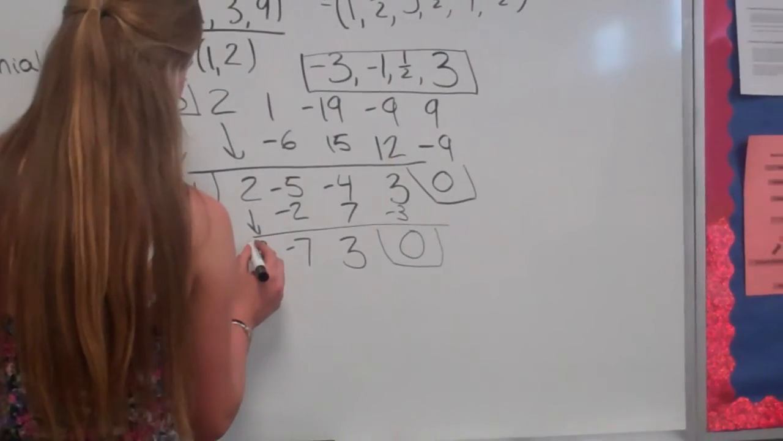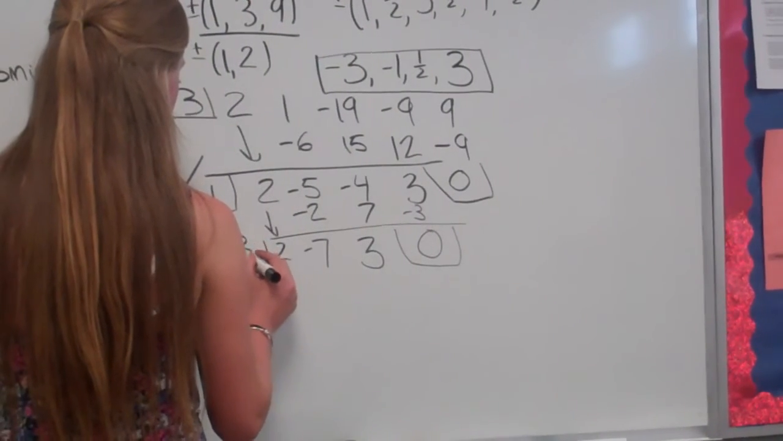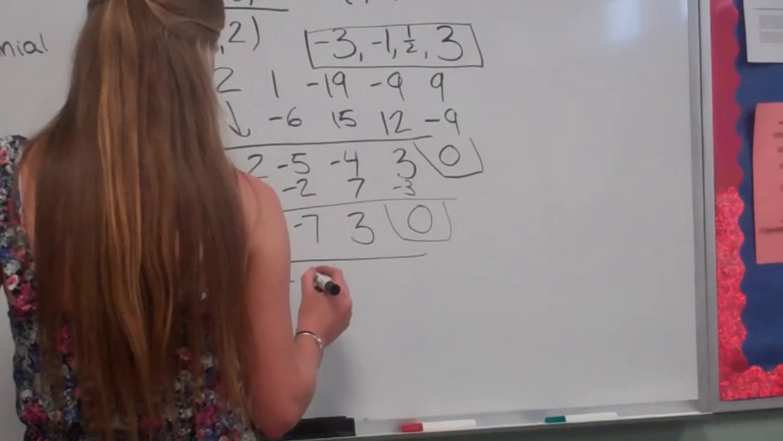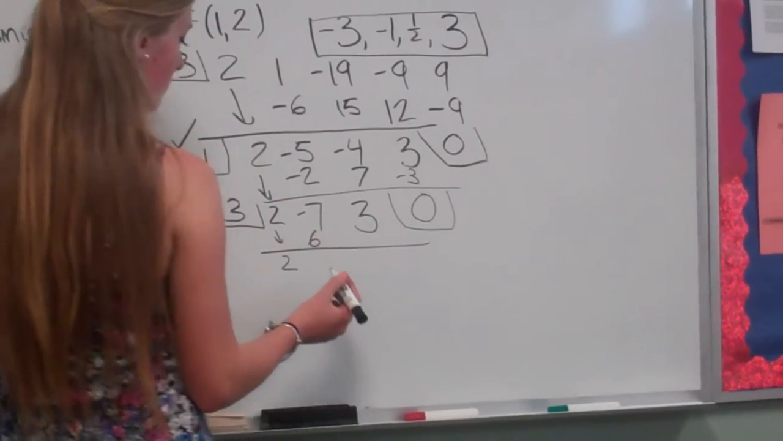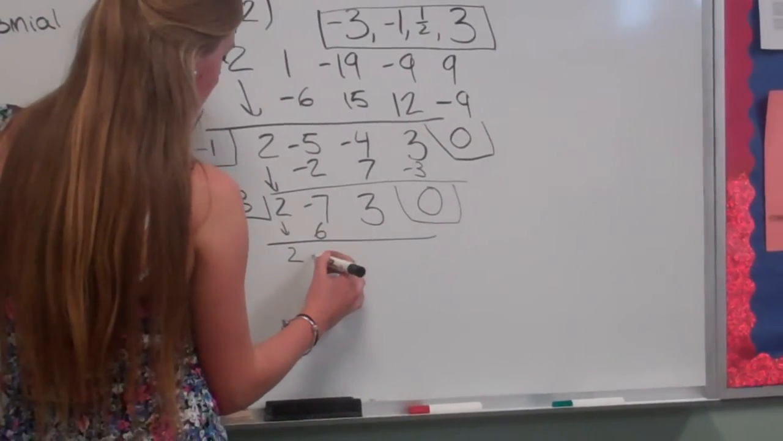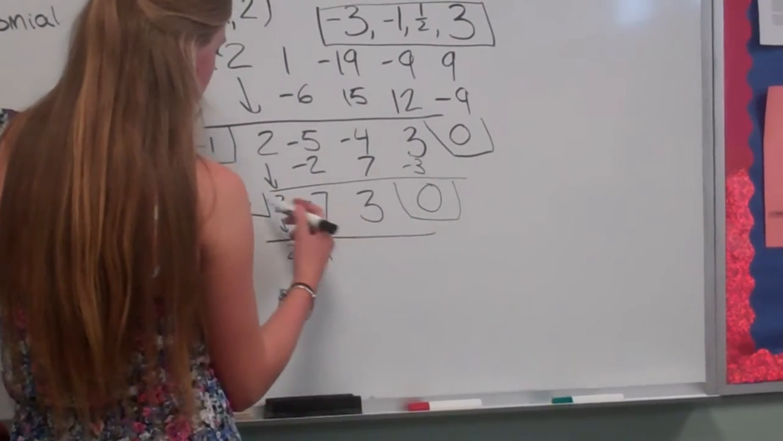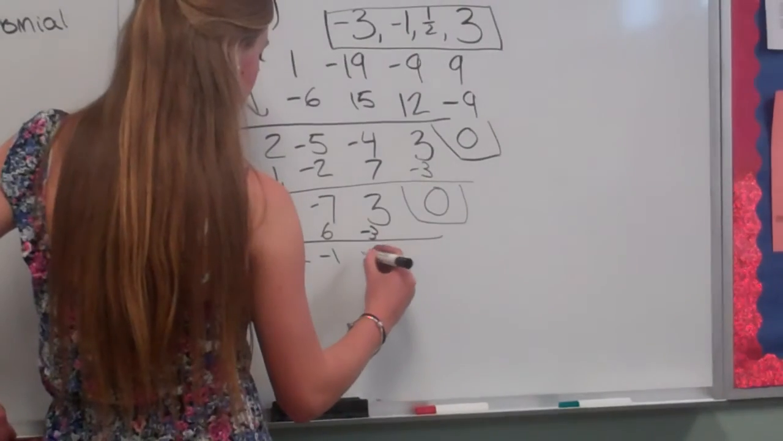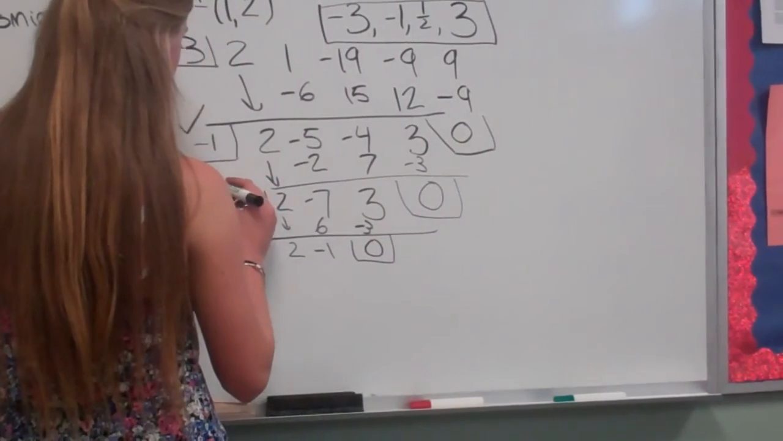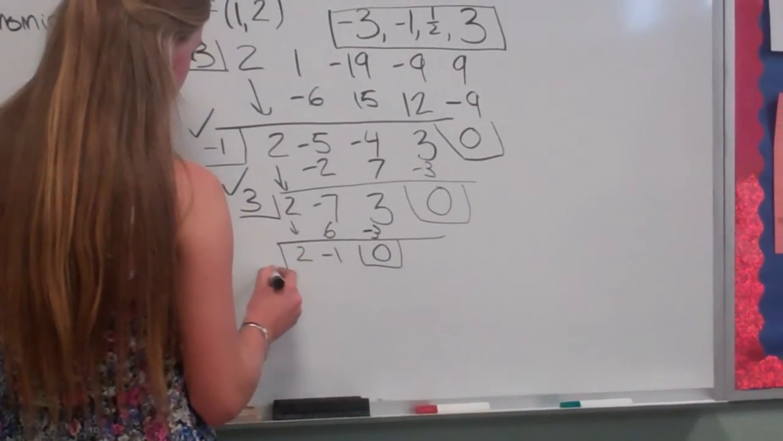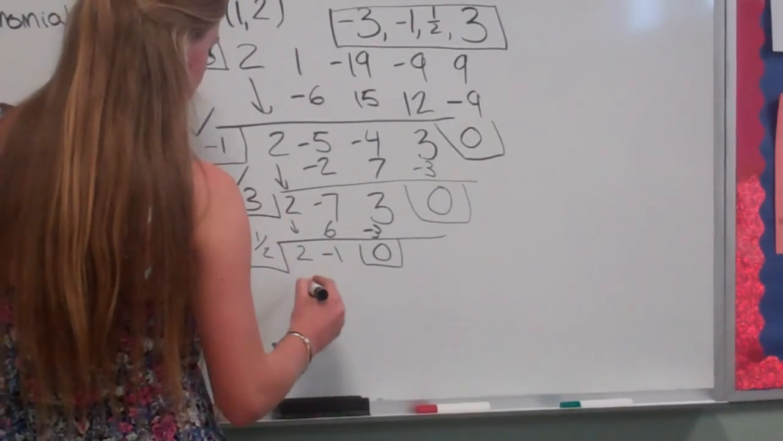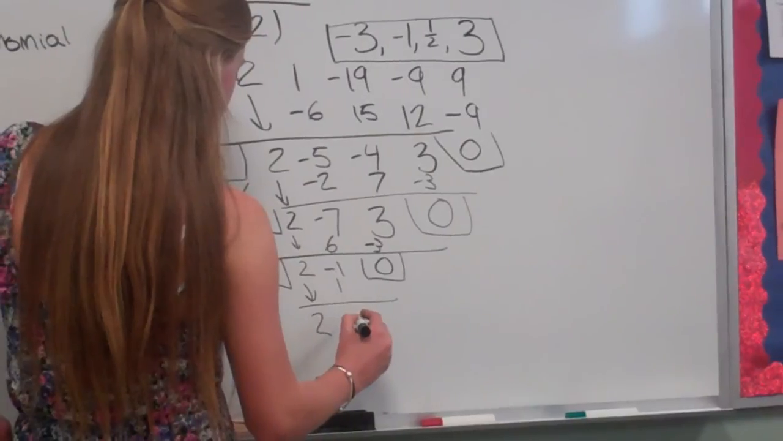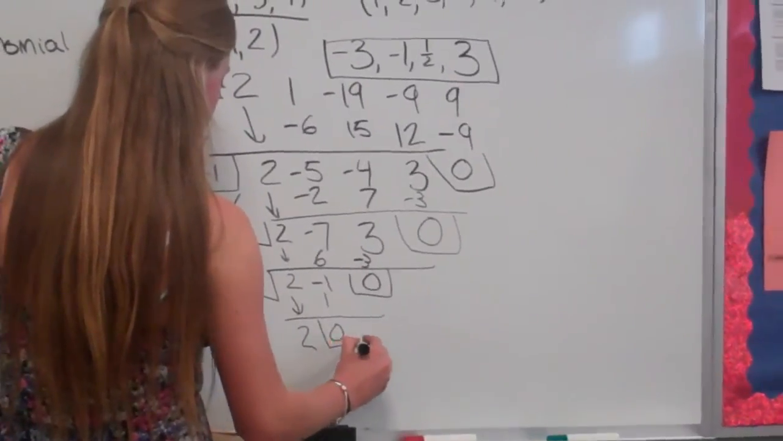Then test 3. So 3 will go in your box. Bring down the 2. 2 times 3 is 6. Negative 7 plus 6 is negative 1. Negative 1 times 3 is negative 3. And 3 minus 3 is 0. And then test your last answer, so 1/2. So bring down your 2, and 2 times 1/2 is 1, and negative 1 plus 1 is 0. So you know all 4 of those are correct.